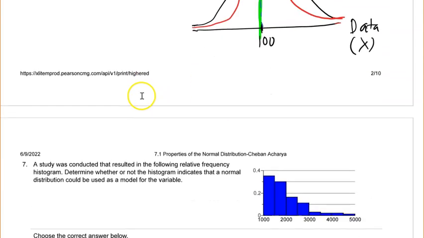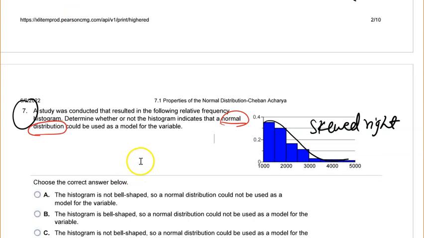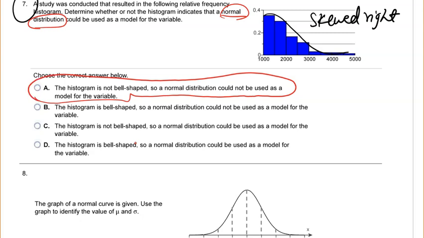Okay. Question number 7. A study was conducted. The results are in the following frequency histogram. Determine whether or not the histogram indicates that a normal distribution could be used as a model for the variable. Notice that this distribution is skewed right. Therefore, we cannot use the normal model in this case for the variable. Therefore, the answer is going to be A. This histogram is not bell-shaped, so the normal distribution could not be used as the model for the variable.